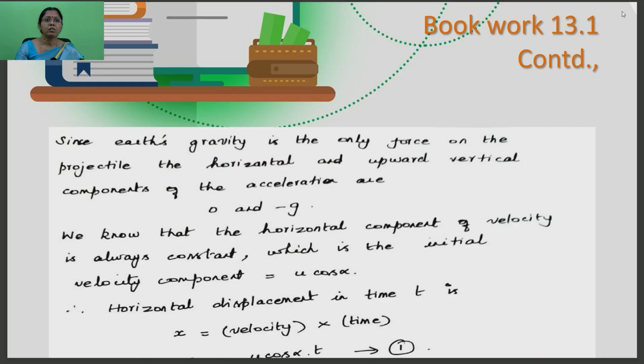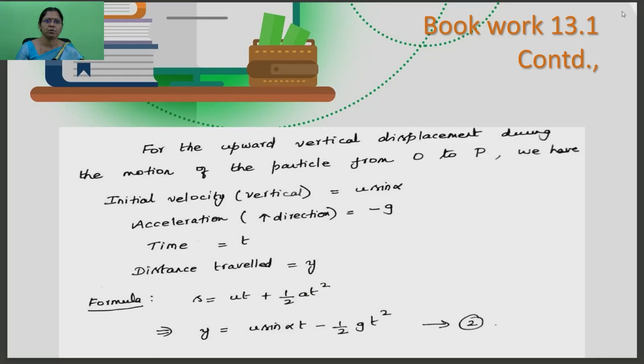So what is our horizontal displacement in time t? Typical displacement formula: x is velocity into time. Velocity here is the component u cos alpha, and time is t. So we have x equals u cos alpha into t.